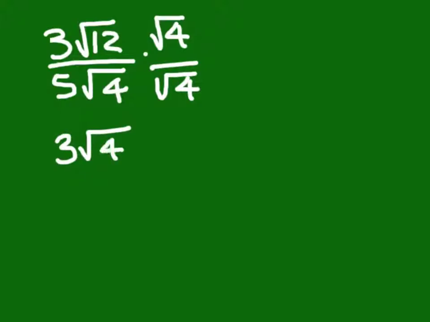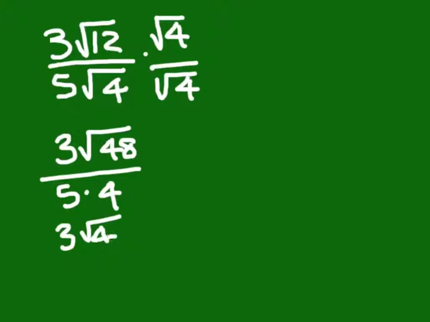So we have 3 radical 12 over 5 radical 4. So again, we start by multiplying by the square root of 4 over the square root of 4. So we get 3 radical 48 all over 5 times the square root of 4 times the square root of 4 is just 4. So we have 3 radical 48 all over 20.